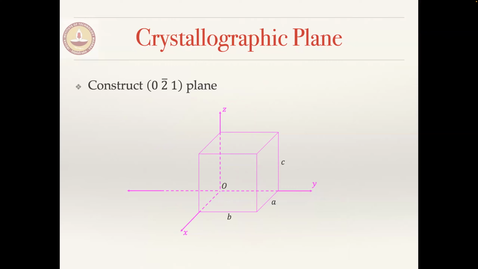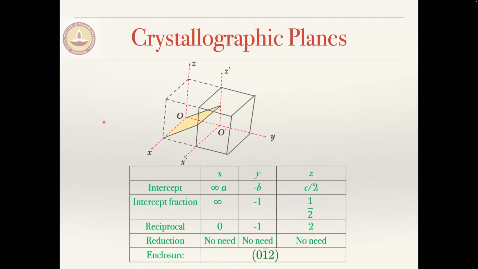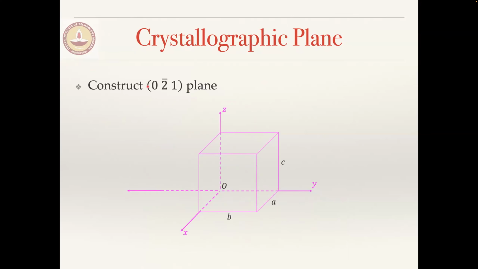0, 2 bar 1. Just look at the steps that we have taken before. You have to go backwards, right? Because this is what you have, 0, 2 bar 1. So if you want to find the intercept, what should you do? You should take the reciprocals. The reciprocals are the intercepts, isn't it?